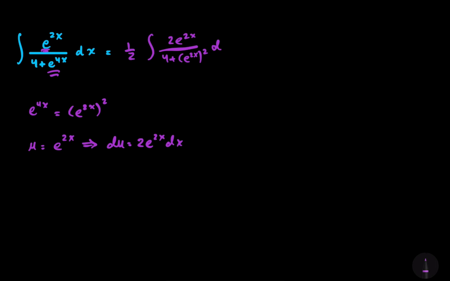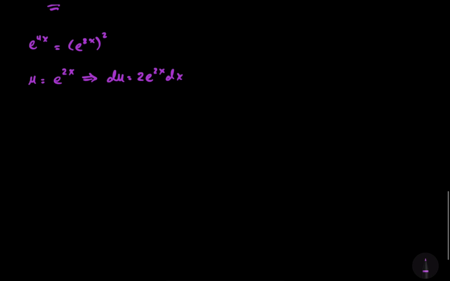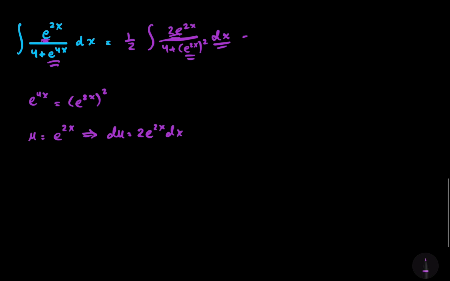And then here we have a dx, 2e to the 2x, e to the 2x quantity squared. That's just going to be equal to, if we substitute, 1/2 times the integral of du over 4 plus u squared. And now we're almost there. We have this 4 here, though. That's pretty annoying. But what we can do is just factor it out of the denominator.